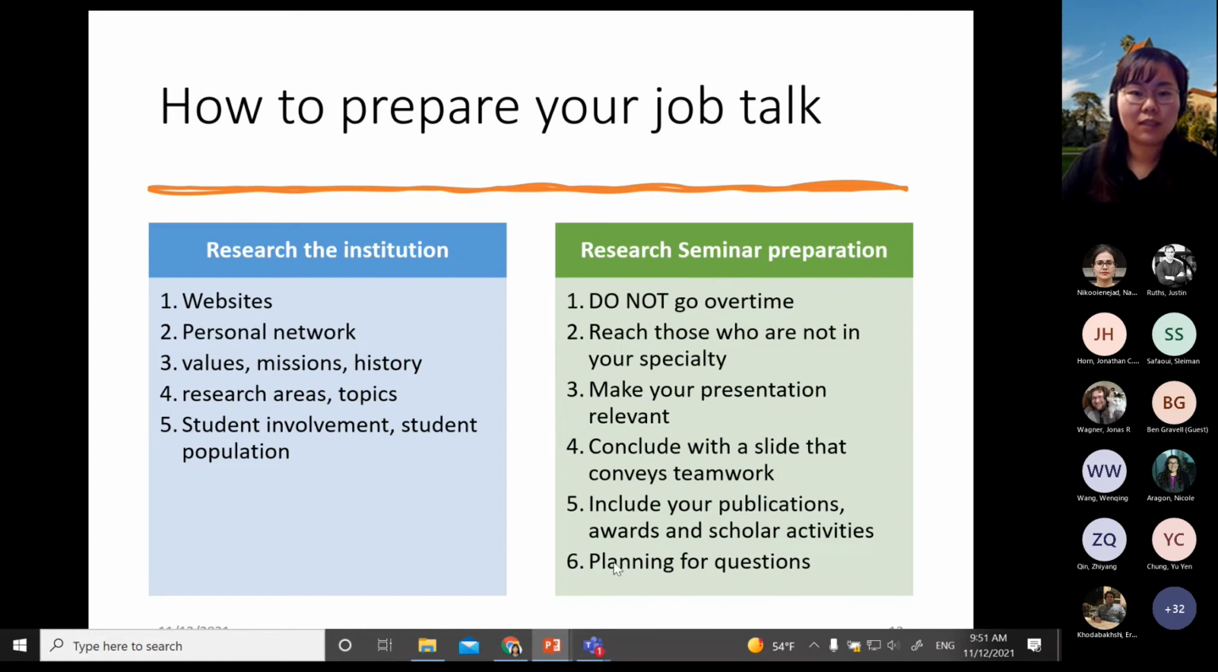Practice, practice, and practice, and then plan for all the questions that may occur during the research seminar. Always get prepared.